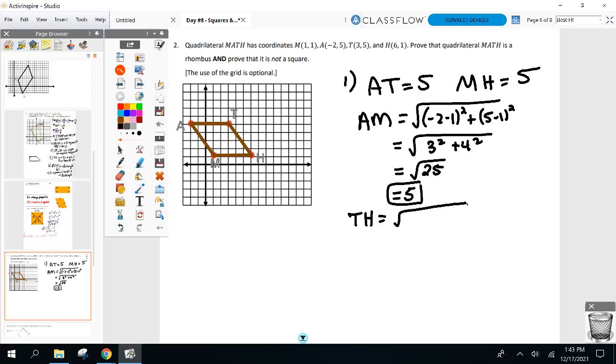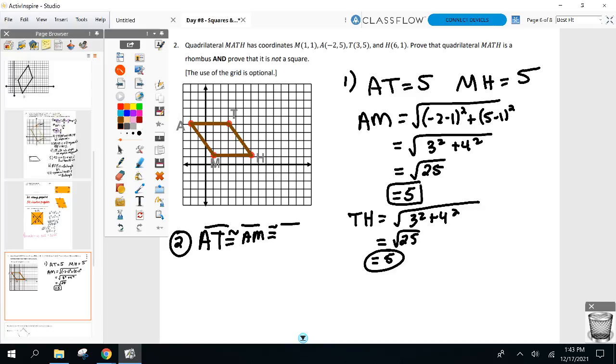TH, hopefully you found the same thing. 3 squared plus 4 squared. Square root of 25, so 5. So now in step 2, remember what I always want in step 2? What did you just prove? Again, you shouldn't be telling me you just proved a rhombus. You proved what about AT, MH, AM, and TH? They are all congruent. AT, AM, congruent to TH.